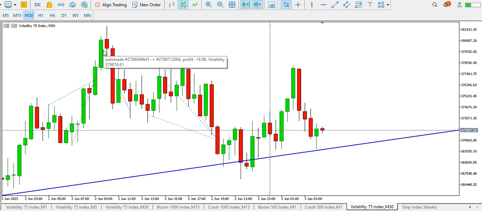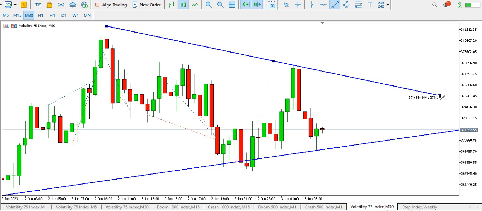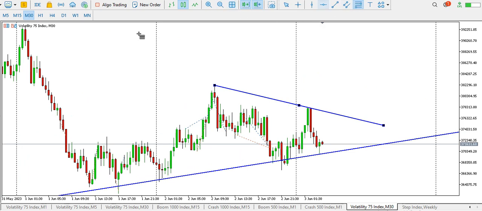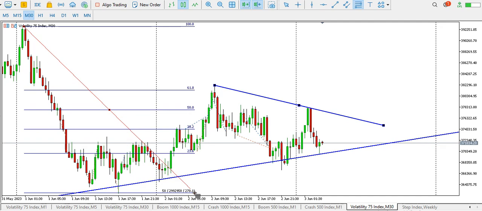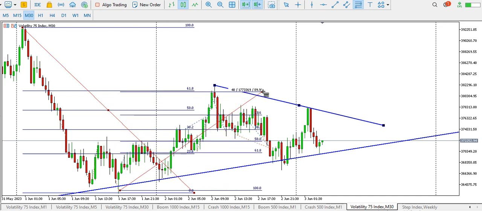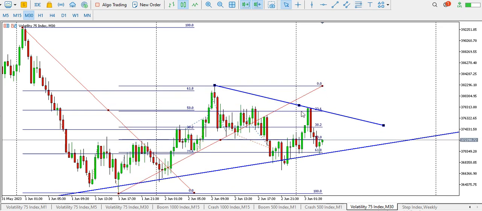For the 30 minutes time frame, we can see that both the buyers and the sellers are struggling to maintain the equilibrium, to maintain the range. The buyers took price up and the sellers took it to this level. Okay, the buyers stepped in and the sellers stepped in and took price to this level, and the buyers took it to the 61.8 Fibonacci level. Then the sellers also took it beyond the 61.8 level, possibly the 76.4 Fibonacci level.